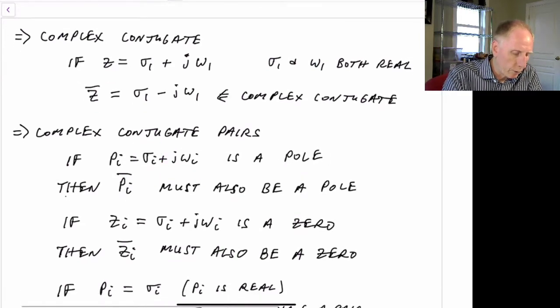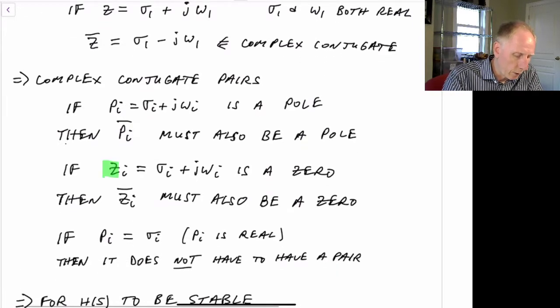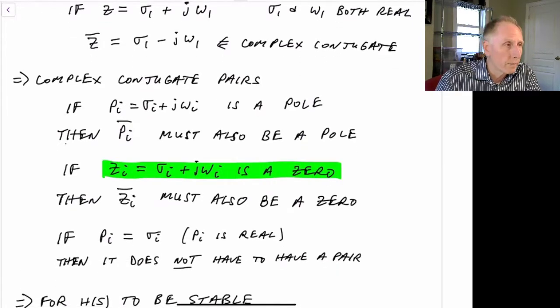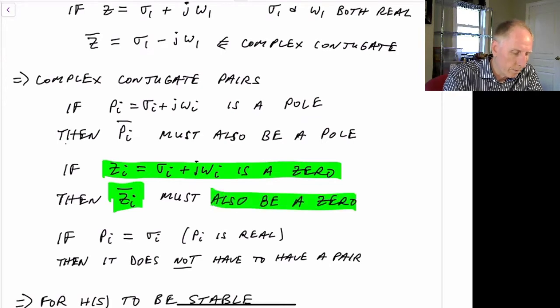And the same thing would be true for the zeros, because the zeros will also occur in complex conjugate pairs. So if z sub i is a zero, then z sub i complex conjugate must also be a zero.